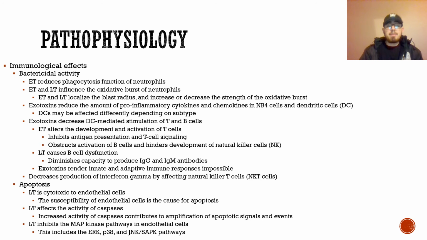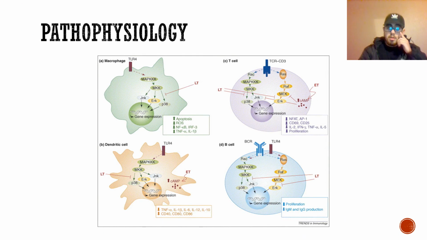Lethal toxin inhibits the MAP kinase pathways in endothelial cells, as said beforehand. This includes the ERK, P38, and JNK/SAPK pathways. So now this is just a picture of how it affects the different types of cells: macrophages, T cells, B cells, dendritic cells. You can see how the exotoxins induce their effects and how it affects the pathways, apoptosis, reactive oxygen species, and other parts of the processes.